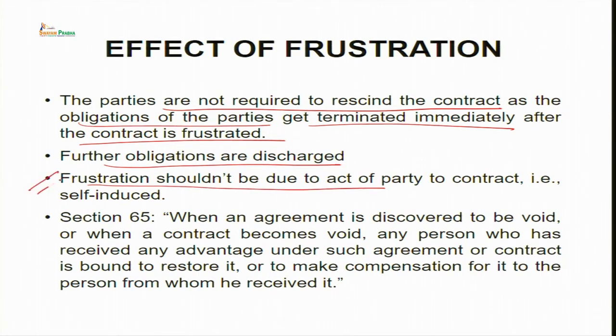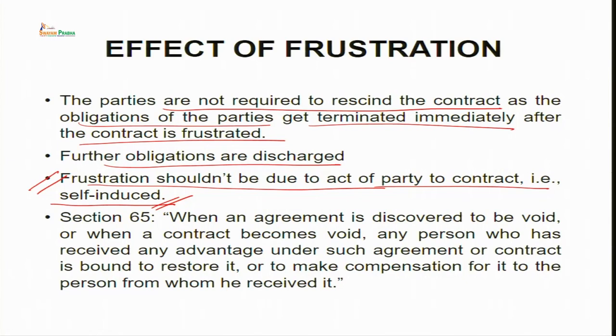An important point: frustration should not be due to an act of a party to the contract, that is, it should not be self-induced. When we say supervening impossibility, we are highlighting that something happened which was beyond the control of the two parties. Parties had nothing to do with it. If they could have stopped that event which made the performance impossible, then that party cannot plead impossibility, because it was self-induced frustration or self-induced impossibility.